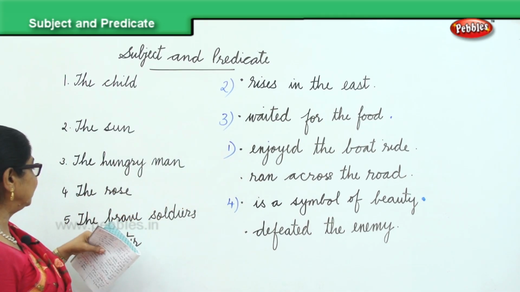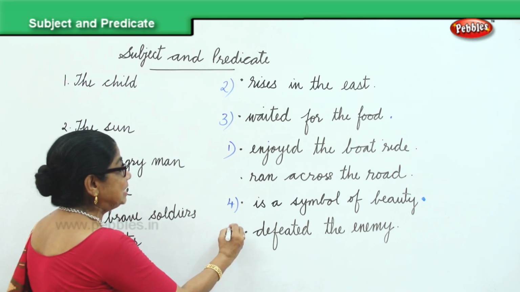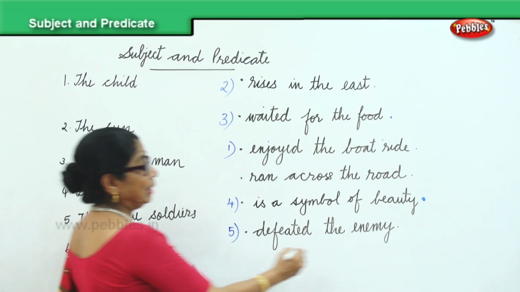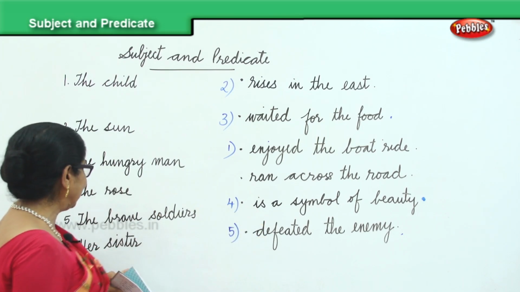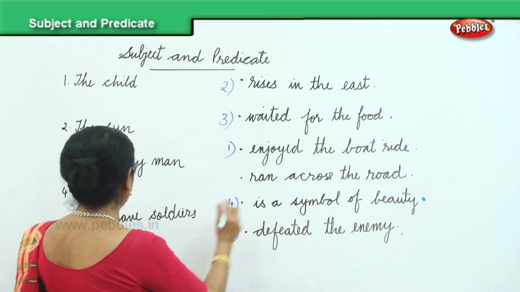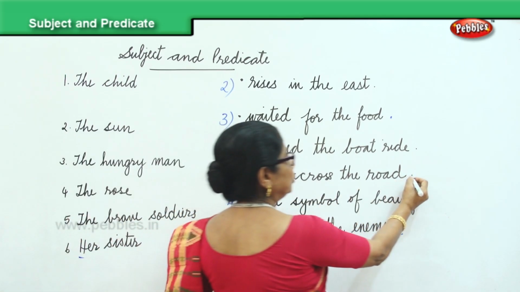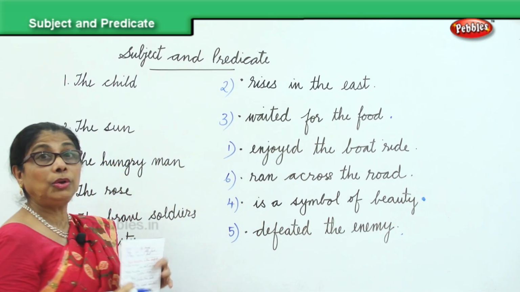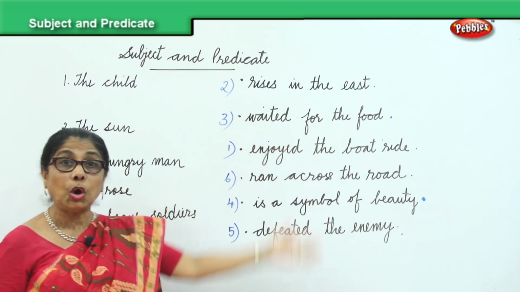And then you have here the brave soldiers. The brave soldiers defeated the enemy. Begins with a capital letter, it ends with the full stop. So this is the subject, that's the predicate. And finally, her sister ran across the road. Begins with a capital letter and ends with the full stop. Now, look at all the 6 sentences. Here we have all the subjects. Here we have all the predicates.